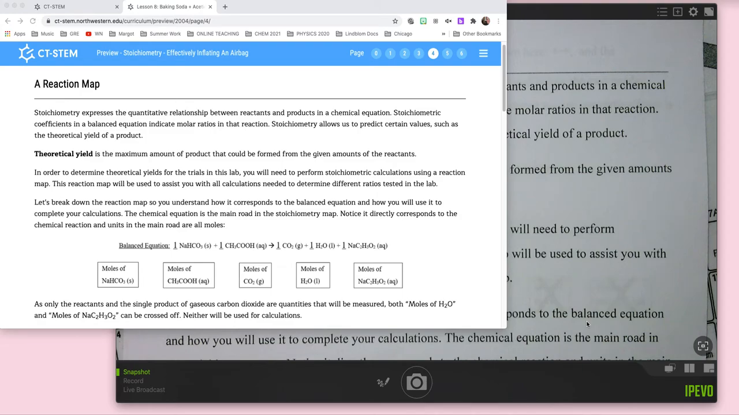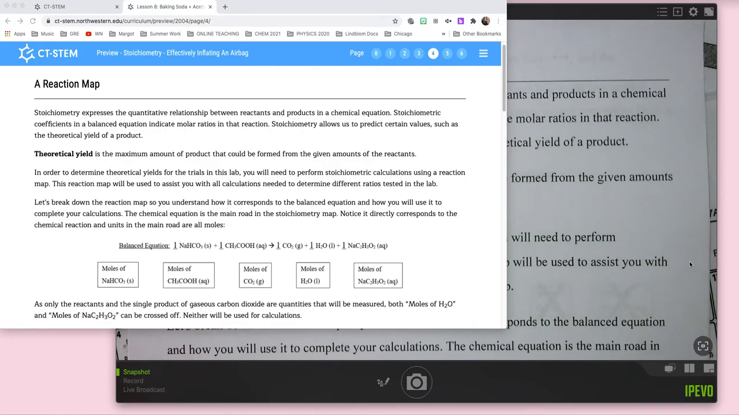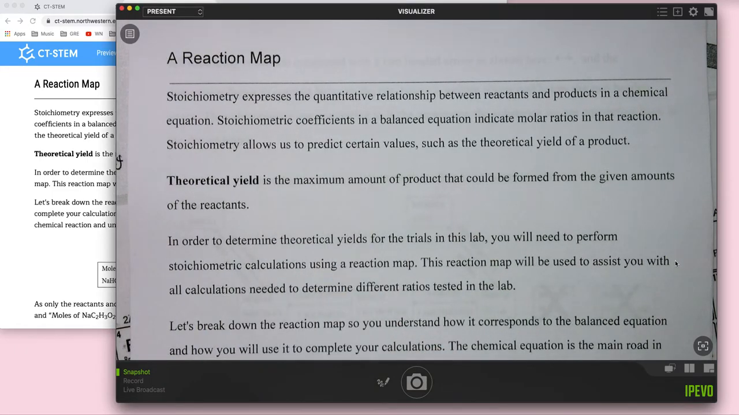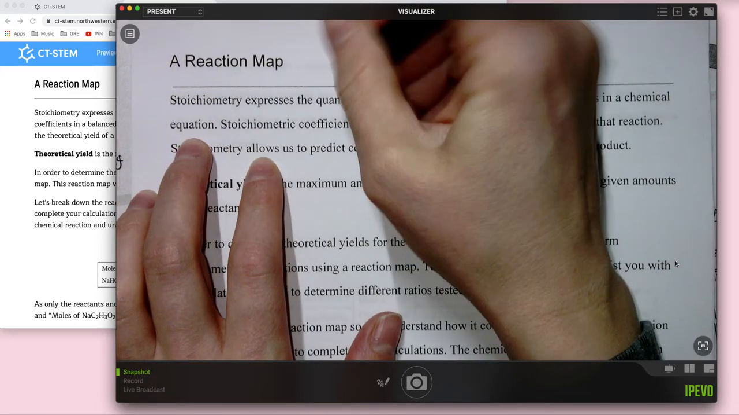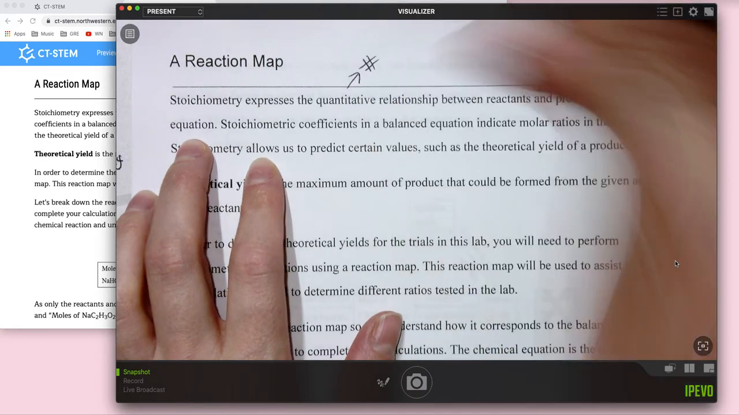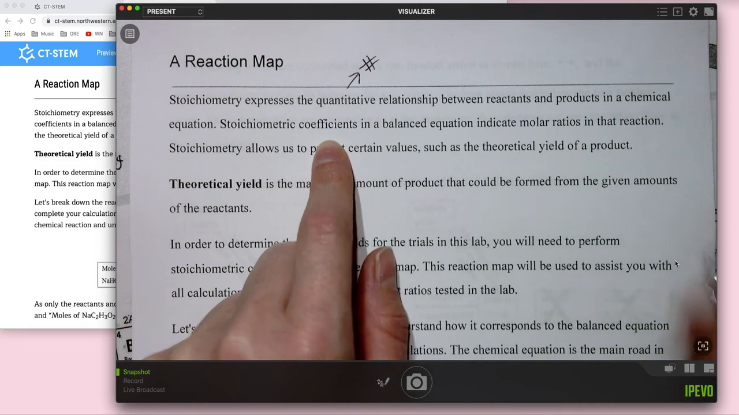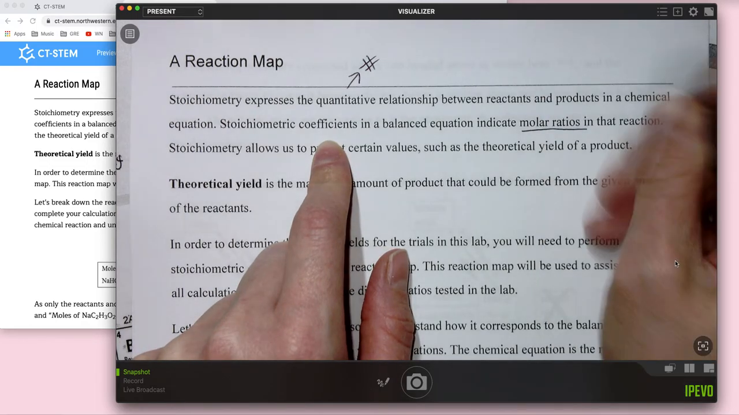And page 5 of lesson 8. Okay, so stoichiometry expresses the quantitative relationship between reactants and products in a chemical equation. Quantitative, remember, just means numbers. Stoichiometric coefficients in a balanced equation indicate molar ratios in that reaction.